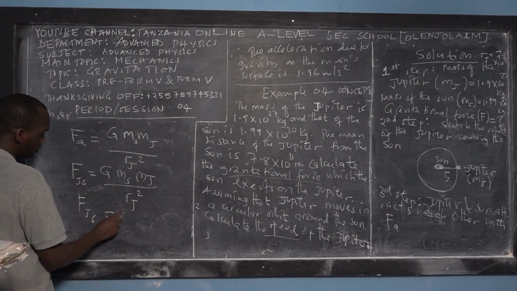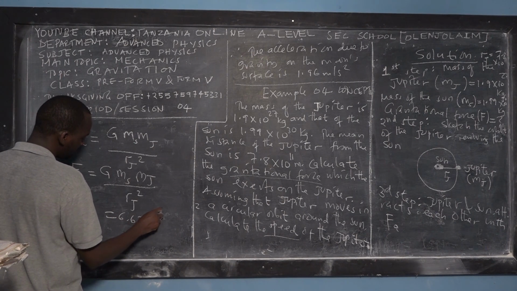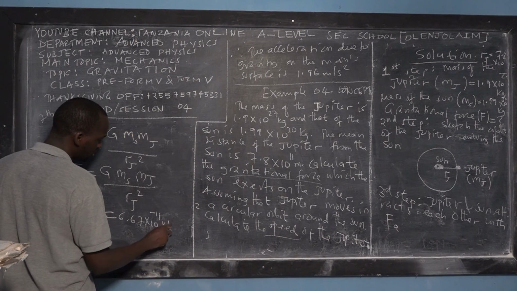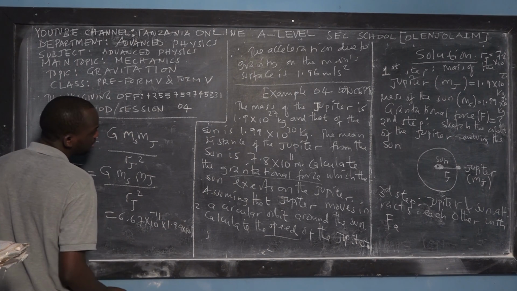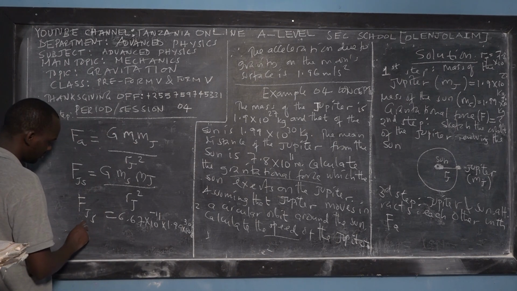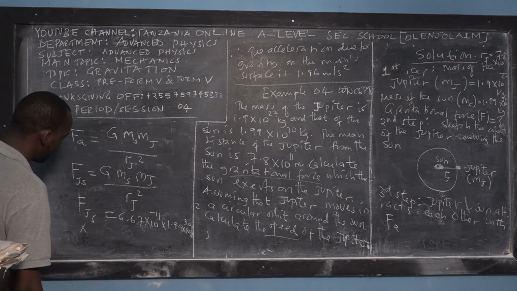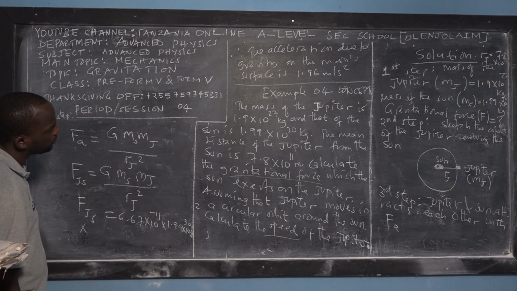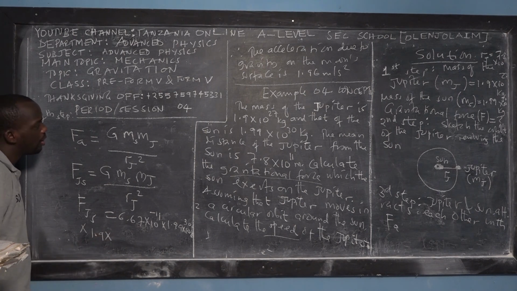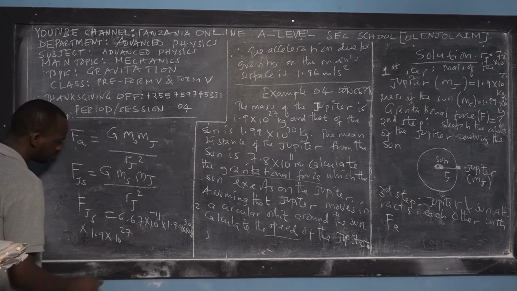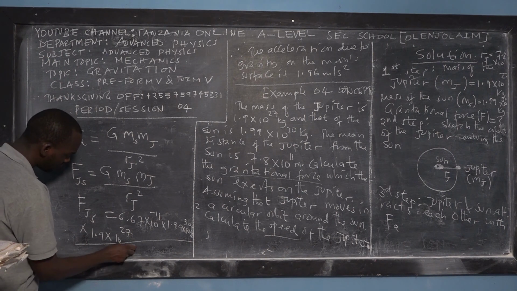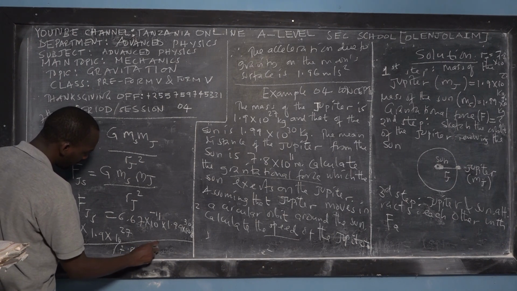So G is 6.67 × 10^-11. The mass of the Sun is 1.9 × 10^30 kilograms, multiplied by the mass of Jupiter, which is 1.9 × 10^27, divided by the radius, which is 7.8 × 10^11, very far, squared.